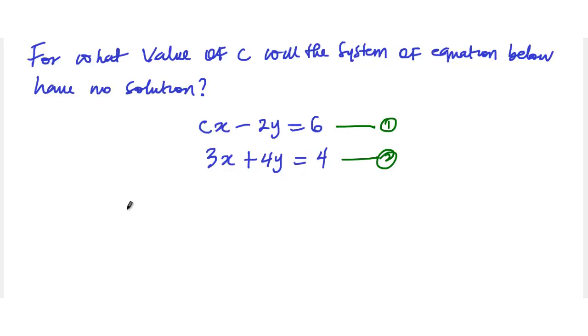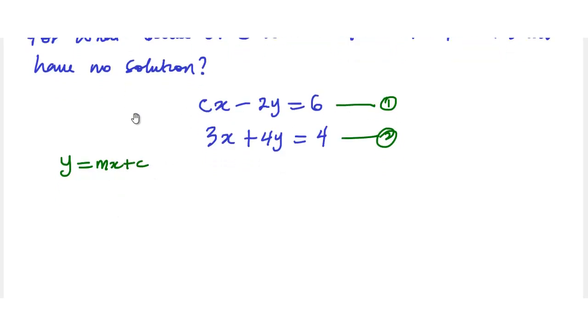So we're going to be expressing the two equations in slope-intercept form. That is, we're going to express it as y is equal to mx plus c. The idea behind that is to determine if they have different intercepts. Then we'll look at what value of c makes them have the same slope. So I will express this in slope-intercept form.